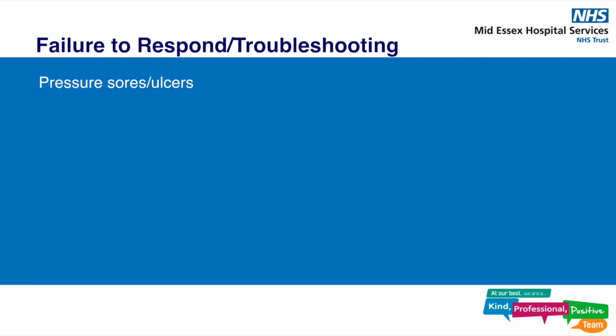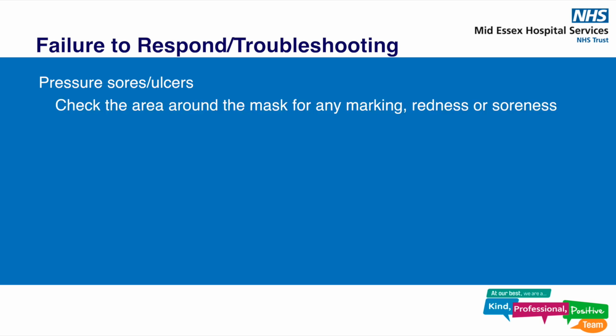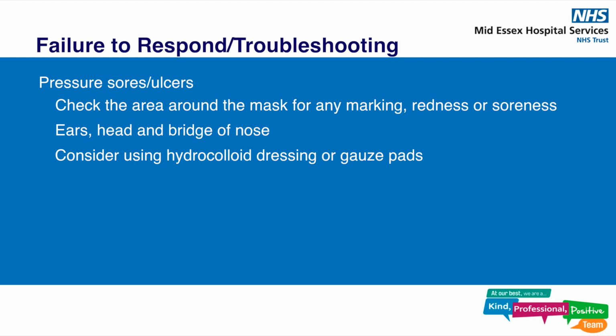If you are concerned that a pressure sore may be developing, regularly check the area around the mask for any marking, redness or soreness. Pay particular attention to the area around the ears, head and bridge of the nose. Consider using a hydrocolloid dressing or gauze pads to protect vulnerable skin.